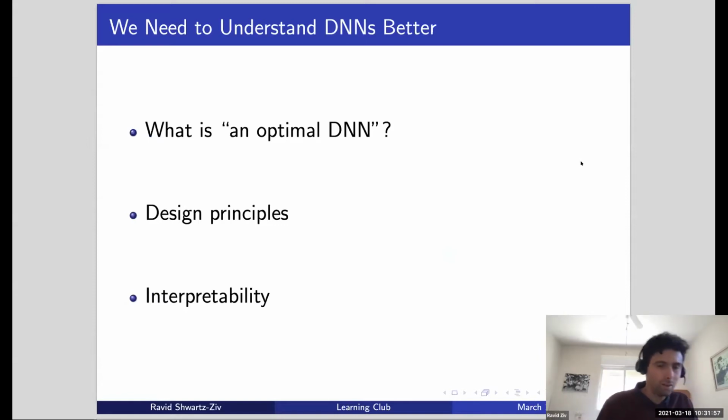I don't need to tell you that neural networks are working really well everywhere. But the problem is that we don't understand them. We need to understand them better. We don't know what an optimal network is. We don't have specific design principles, and we don't know how to relate their predictions and their representation. So in this talk, I will try to give a direction to how to answer some of these questions.